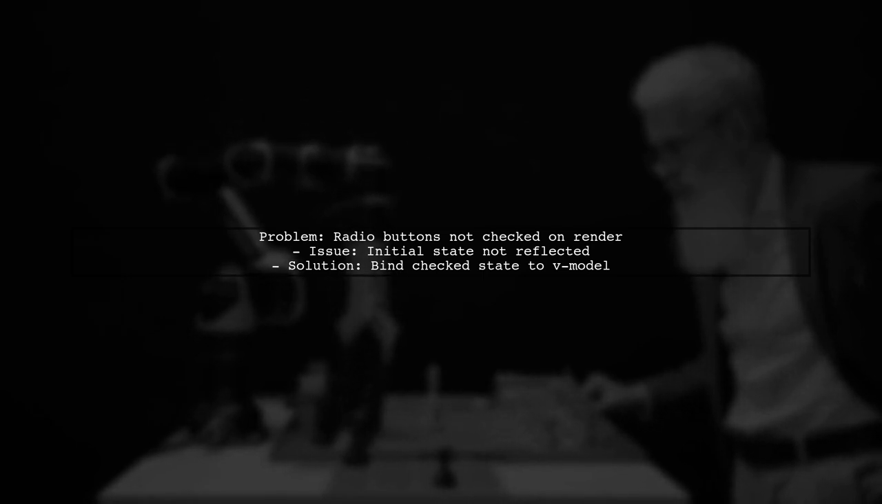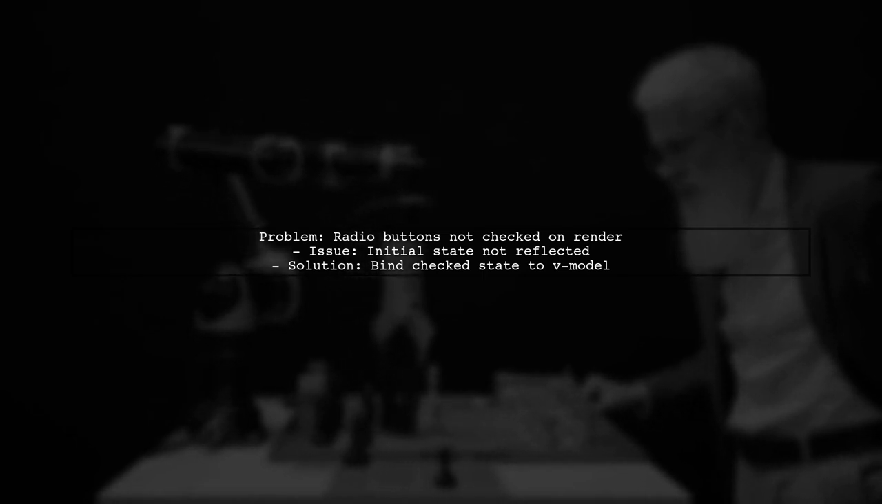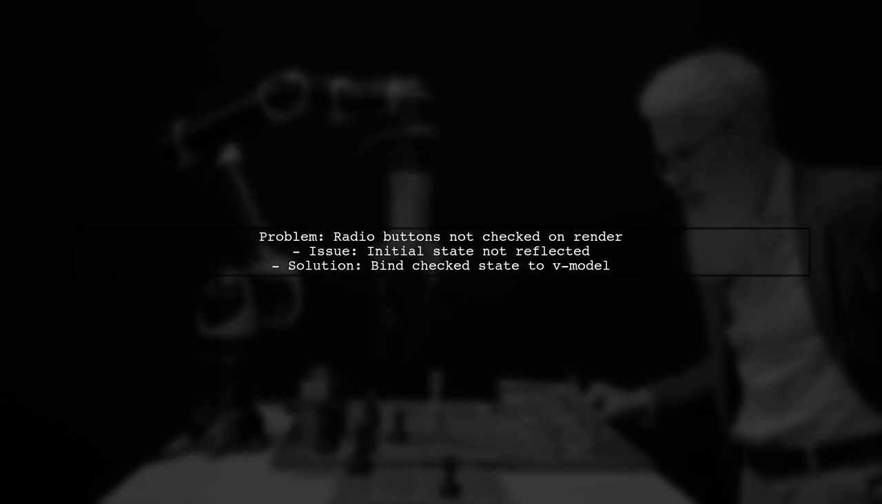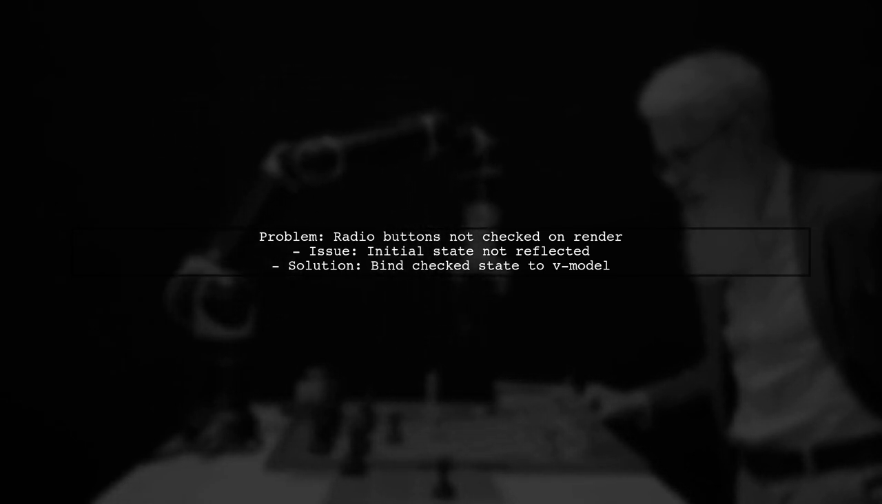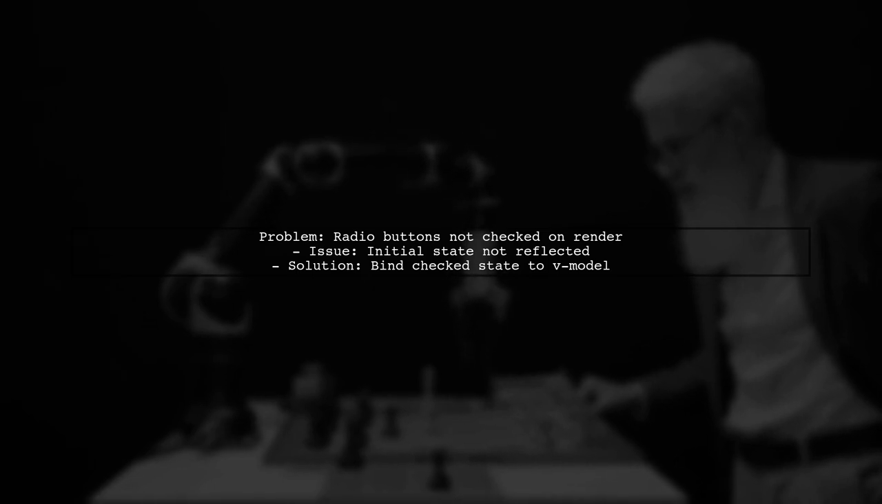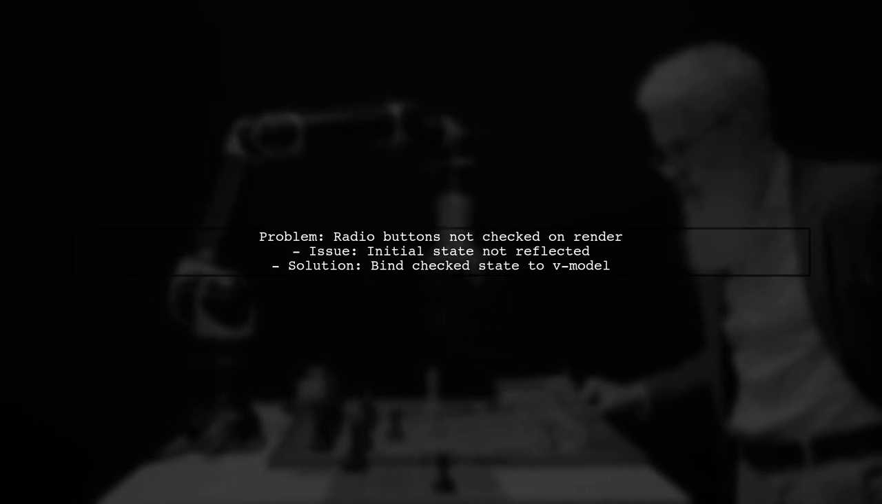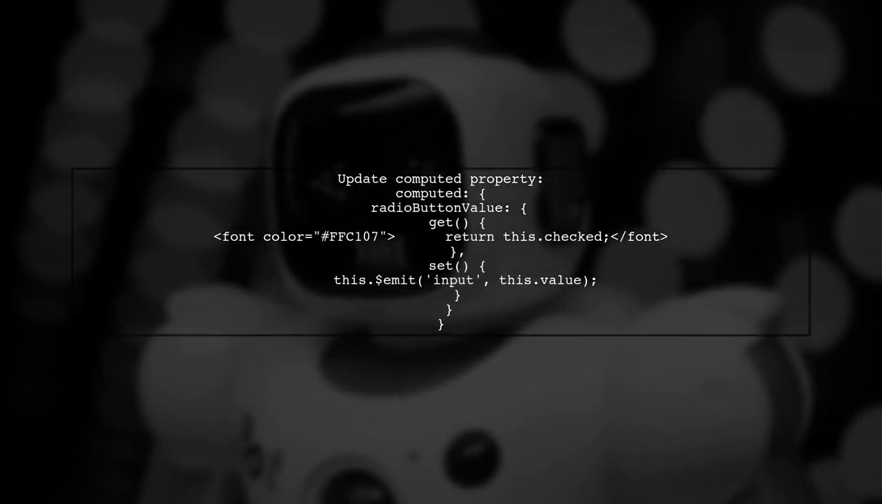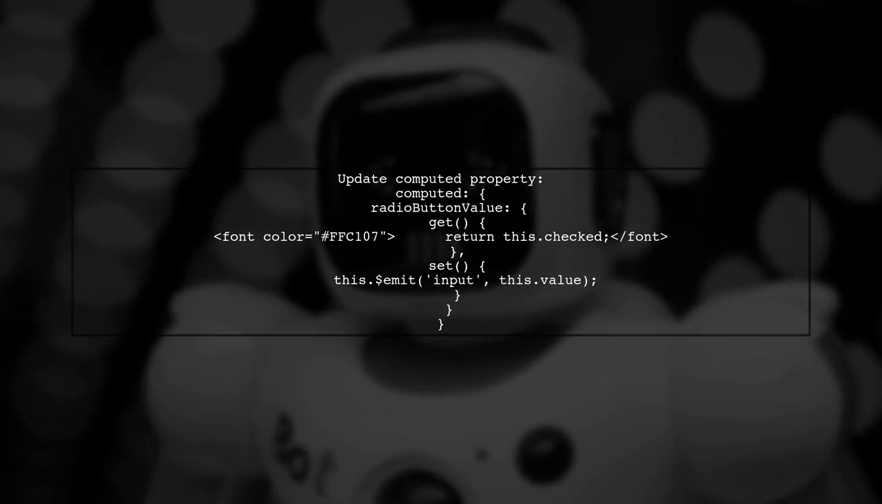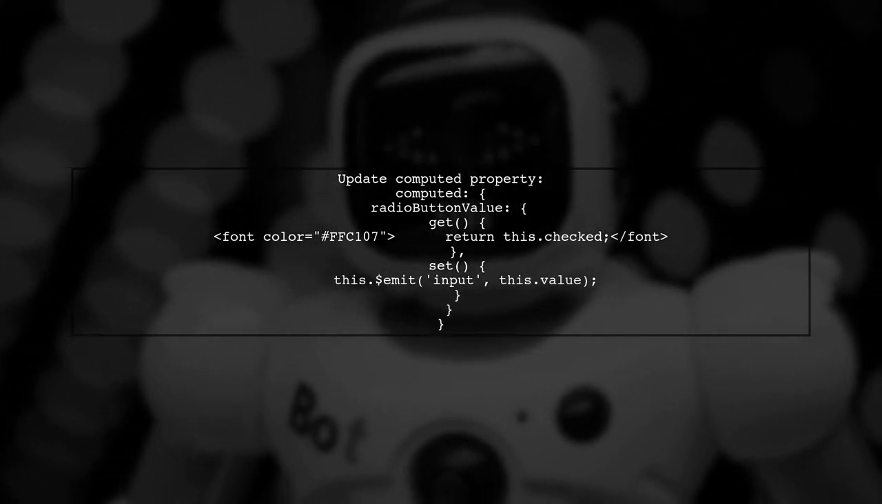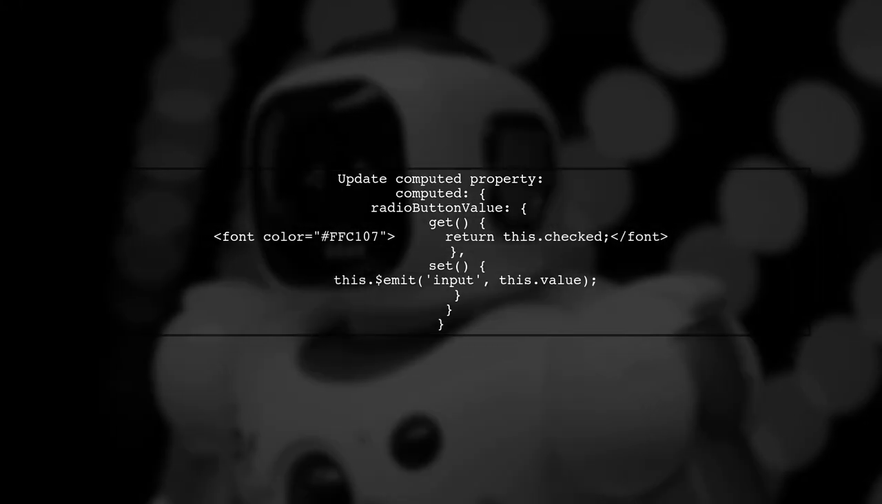Now let's continue on. To address the issue of the radio buttons not being checked on initial render, we need to ensure that the component correctly reflects the value of the vModel prop. First, let's modify the computed property in our Vue component. We need to ensure that the radio button value is initialized based on the checked prop.